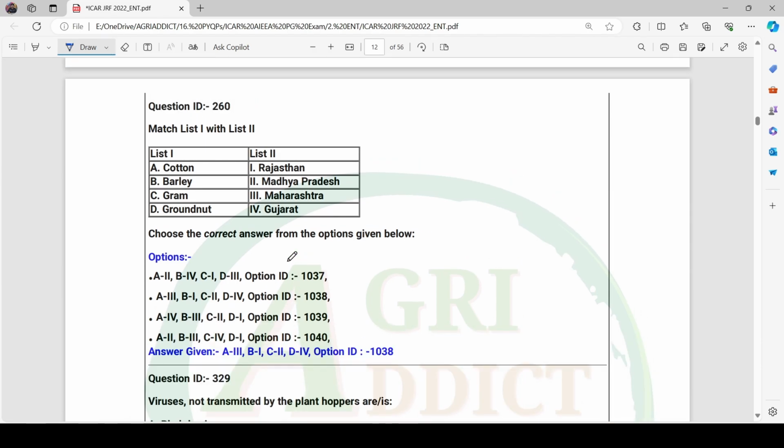Next question is, several crops and in which state they are mostly produced. So listed there is cotton. So cotton is mainly produced in Maharashtra. Then barley. Barley is very much produced in Rajasthan. Then gram or pulse, and Madhya Pradesh is also known as the pulse bowl of our country. So gram or chickpea is mostly grown in Madhya Pradesh. And groundnut, Gujarat. There is Junagadh, the NRC groundnut in Gujarat, and Gujarat is the top most producer of groundnut in India. So A3, B1, C2 and D4 is the correct answer.